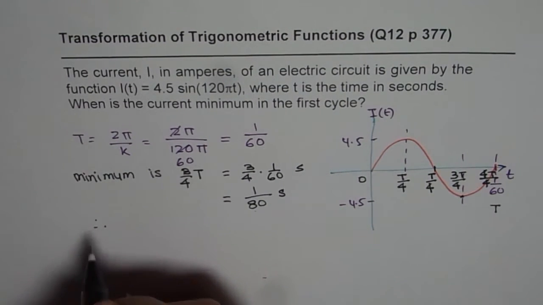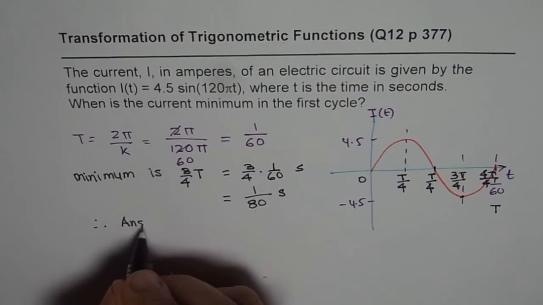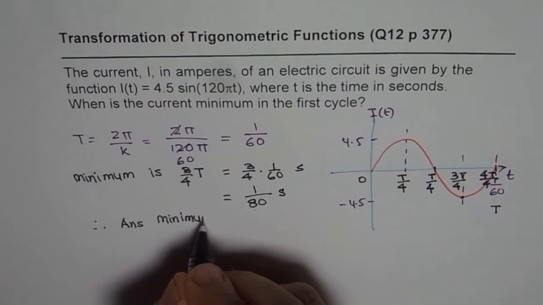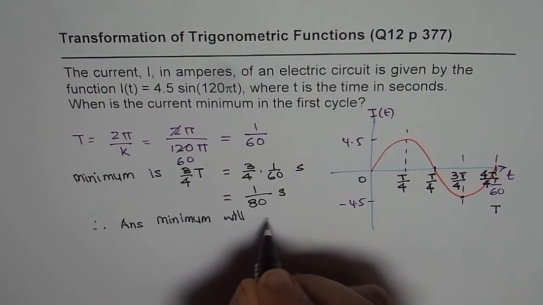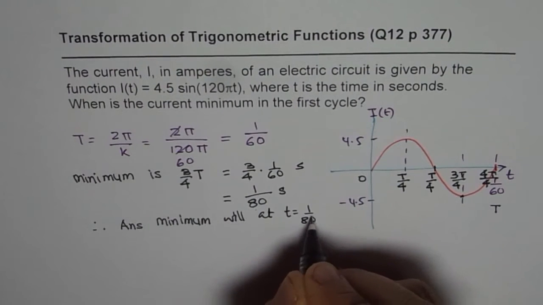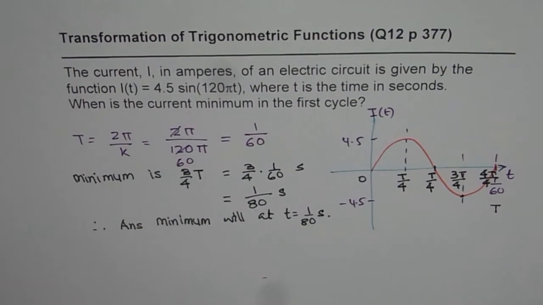So therefore we can write down our answer, that is the minimum will be at t equals 1 over 80th of a second. So that is how you can answer this question. I hope that helps. Thank you.